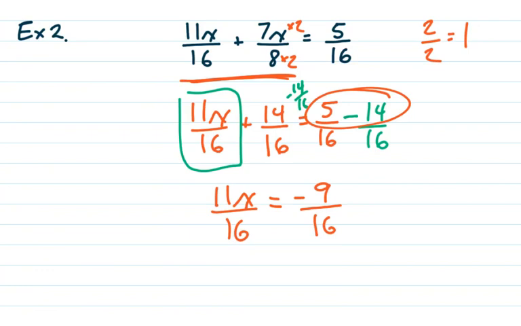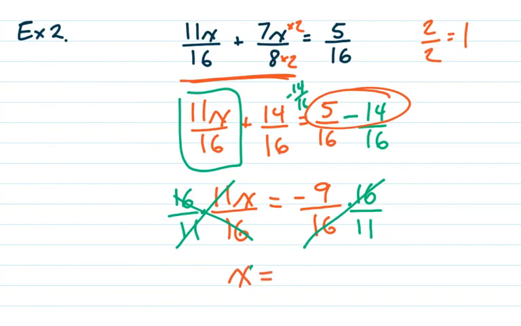Now, x is still not alone. It's being multiplied by 11 over 16. What I can do is multiply both sides by 11 over 16's reciprocal. And that's going to make this a 1x on the left. And on the right, let's see what it does. It's going to cancel those out. And x is going to equal negative 9 over 11.